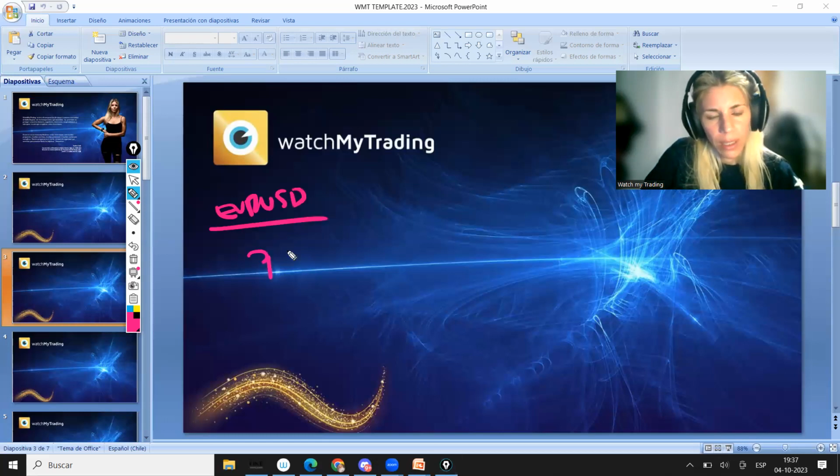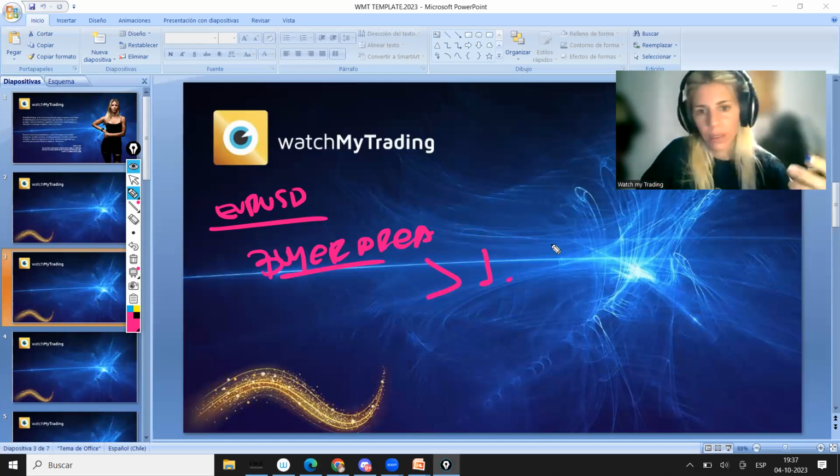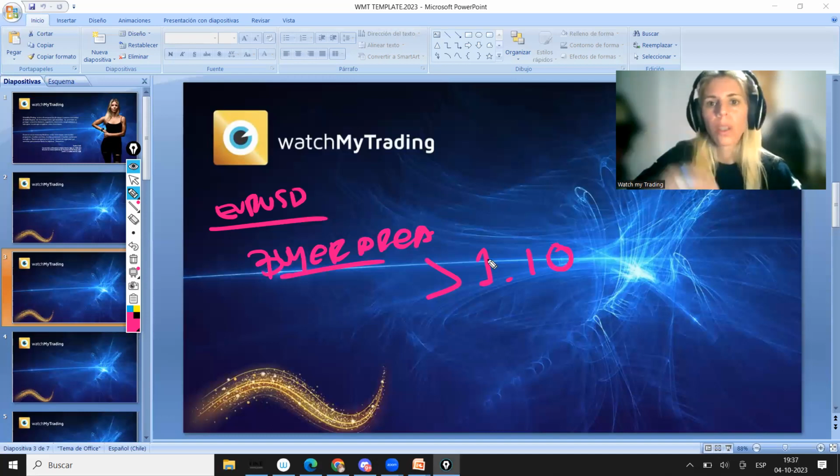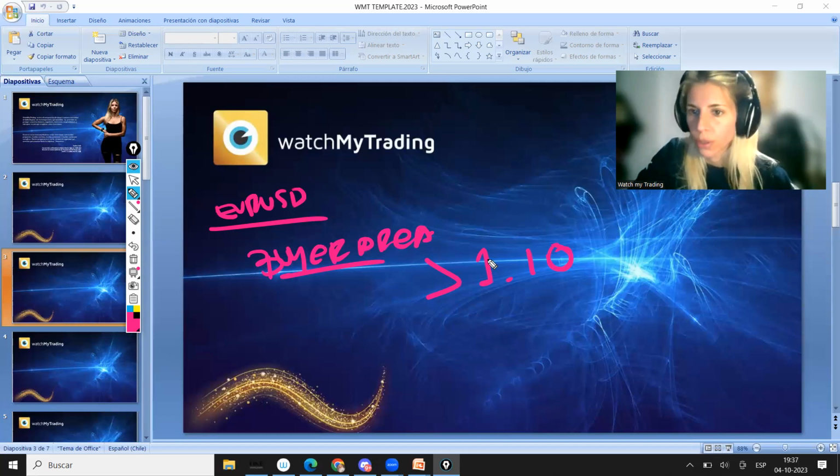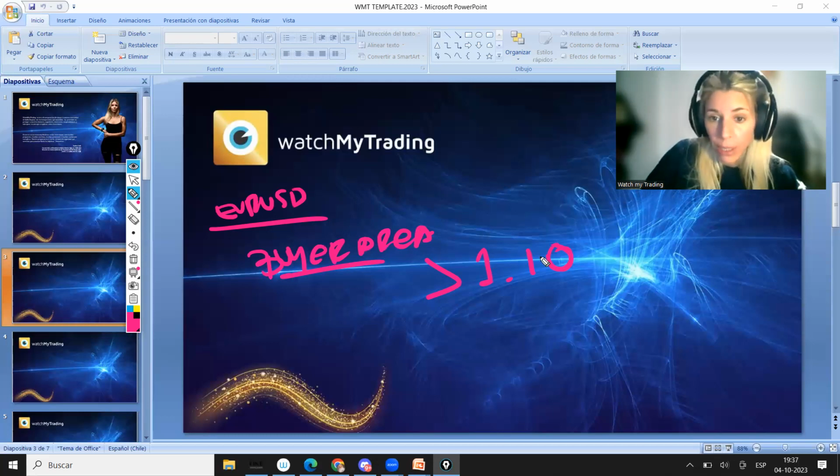The buyer area is above the 110. So above 110 with Euro Dollar, you know that you have to just go long. So the market's going to go down, you go long, it goes up, you go long anyway. You try to avoid the short. But below the 110, you want to go only short.